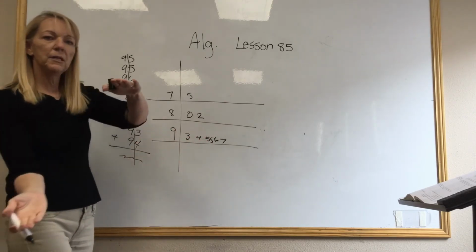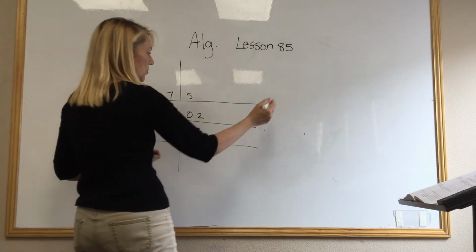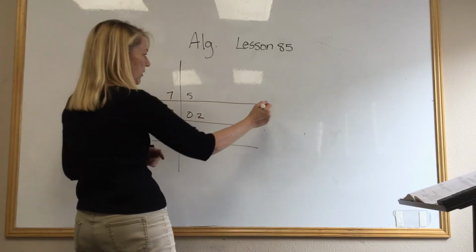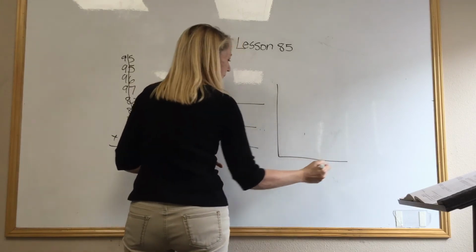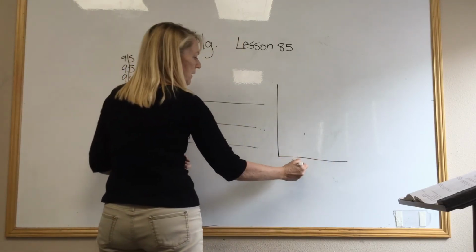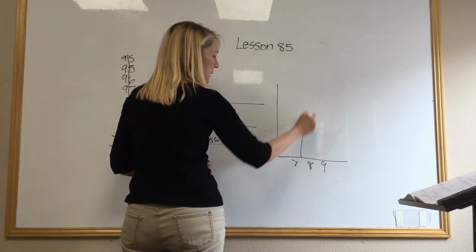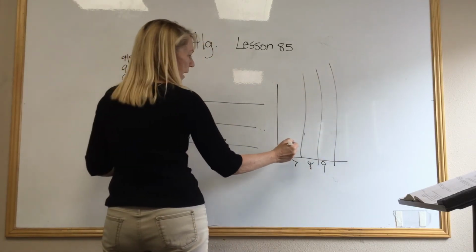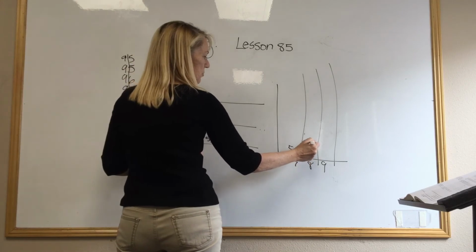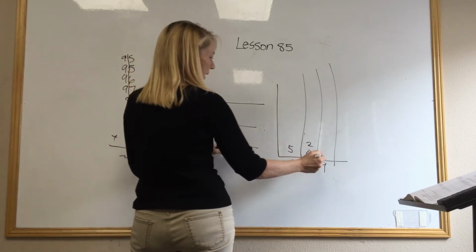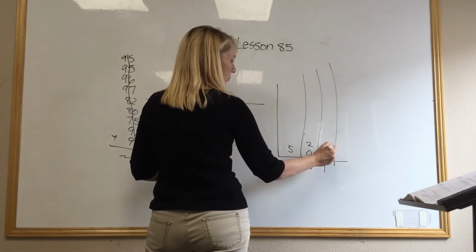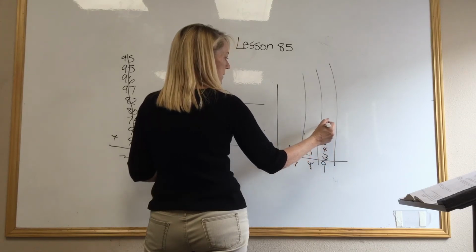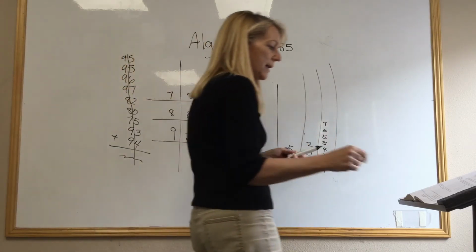Now histogram, it's basically you turn it on its side. So you make it into a graph, and I've got 7, 8, and 9 represented. And here's my graph, and I would do 5, and then I would do 0, 2, and then I would do 3, 4, 5, 5, 6, 7. And that is a histogram.